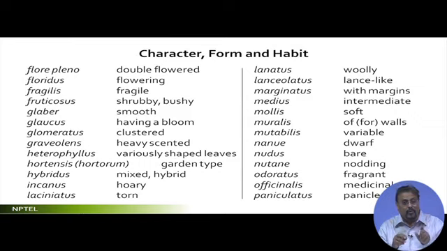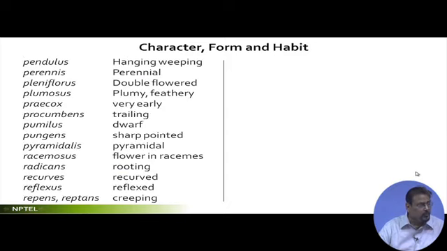So Emblica officinalis. The moment you find officinalis as part of the name, then immediately you should understand this tree must have a medicinal value, whether it's the fruit or the leaf or the branches or whatever. Okay, that is how the whole thing is. Some more quickly. Pendulus is hanging. Polyalthea pendula is one such. So you go through all this list as I have given over here.